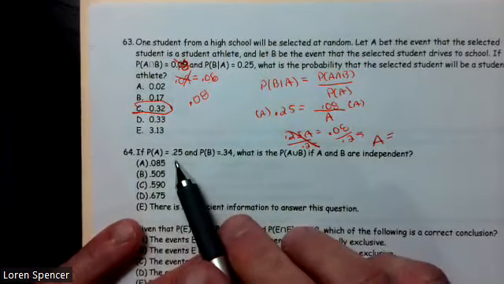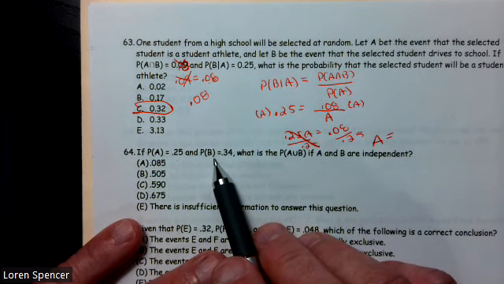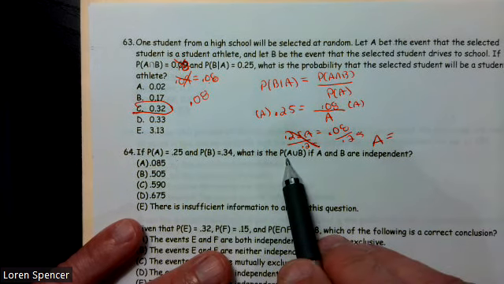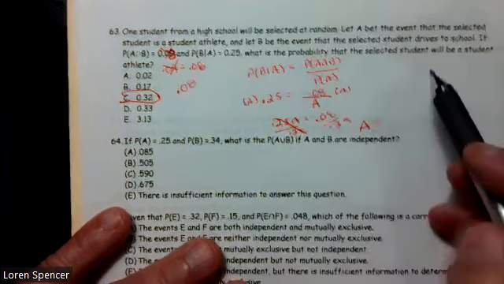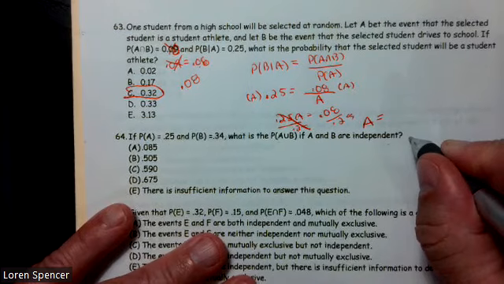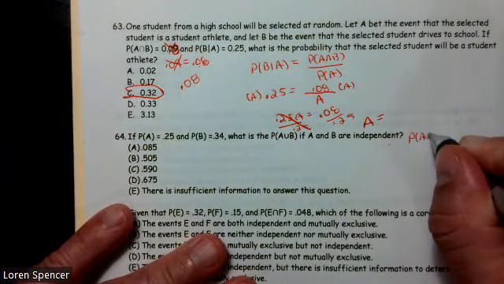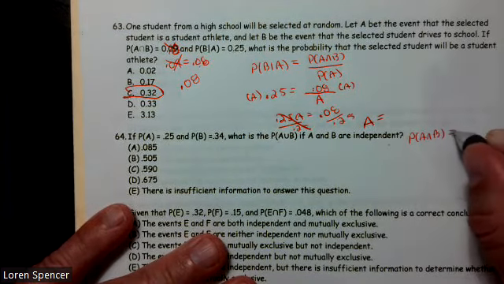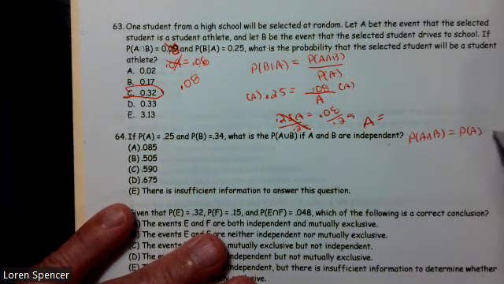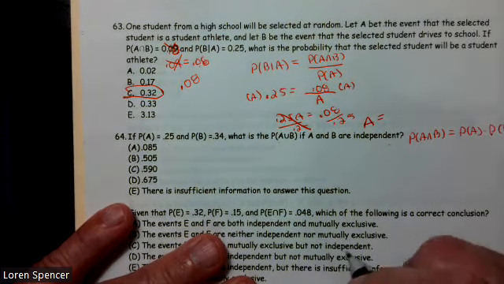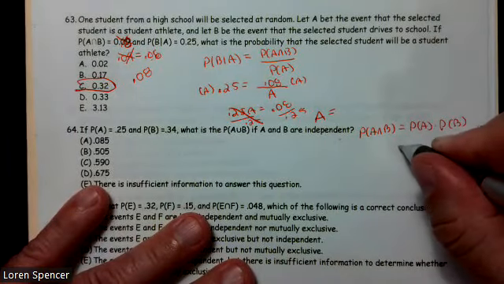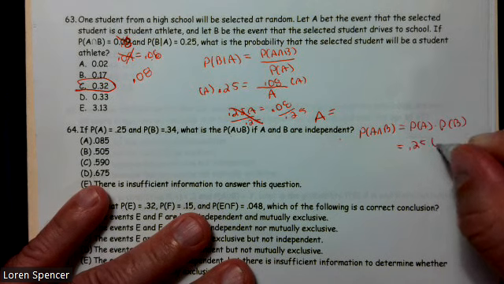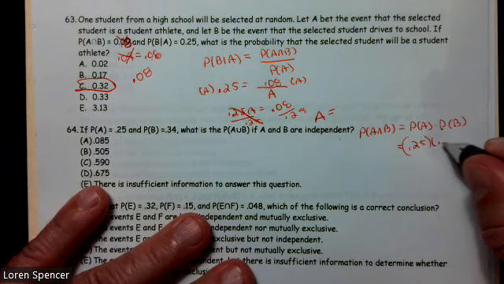64. Probability of A is 0.25 and probability of B is 0.34. What's the probability of A union B if A and B are independent? Oh, well, wait a second. If they're independent, the probability of A and B equals the probability of A times the probability of B. So in this case, we have 0.25 times 0.34.